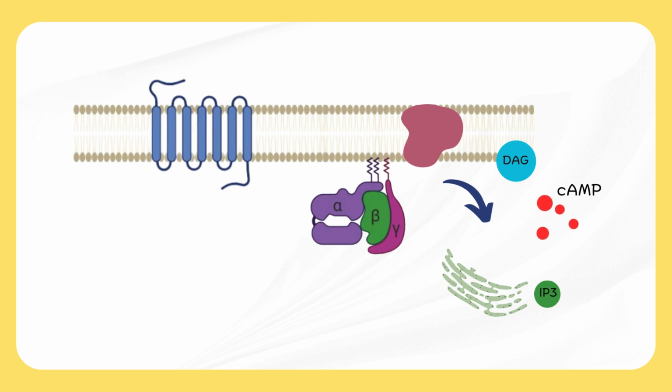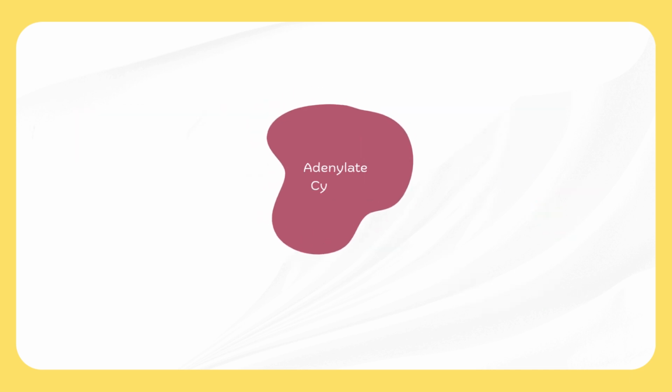Hey there! If you've seen my last video, you already know how GPCRs work up to the point where the G-alpha subunit activates adenylate cyclase. Well, this video picks up right from there. We're going to take a closer look at what adenylate cyclase does, how different types of receptors control it, and most importantly, how this leads to the activation of PKA, or protein kinase A.